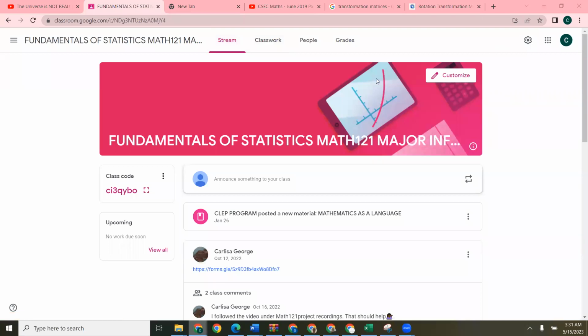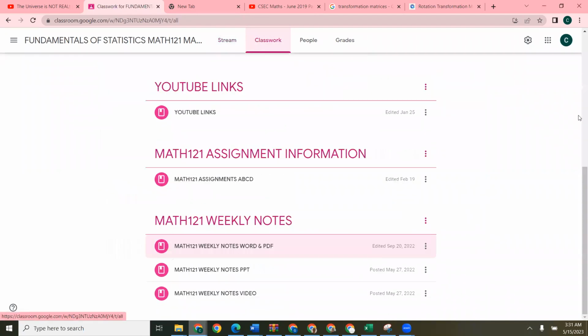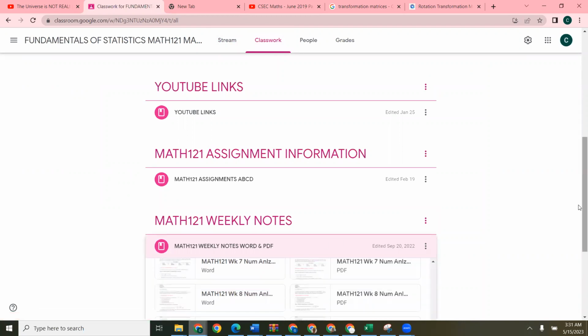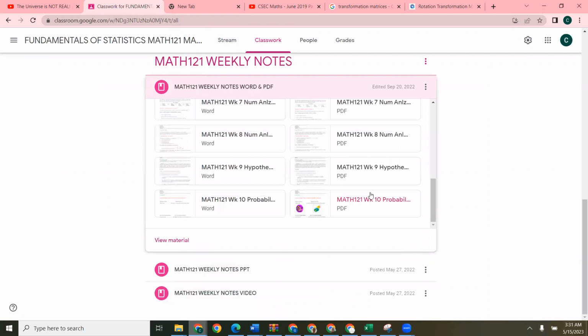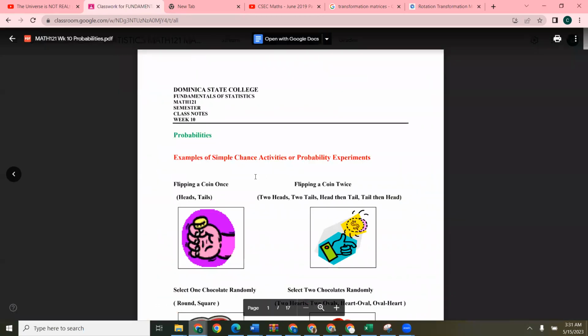To access weekly notes number 10, which deals with probabilities, we go to Google Class Code CI3QYBO. We go to classwork and scroll down to weekly notes. You have it in Word, PDF, PowerPoint, and video format. Let's choose the PDF format. Here it is, Unit 10 on probabilities.